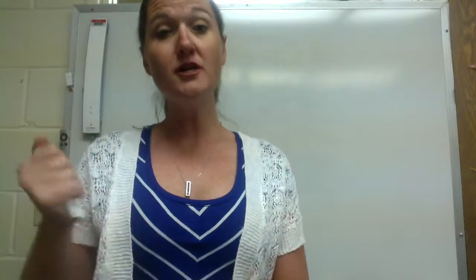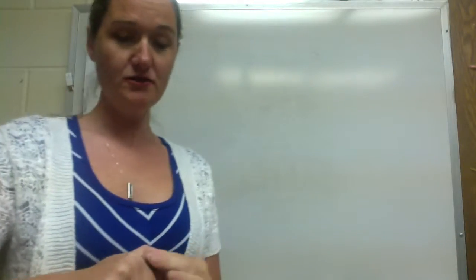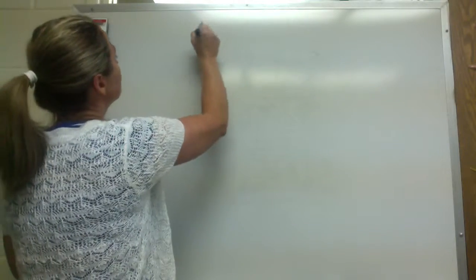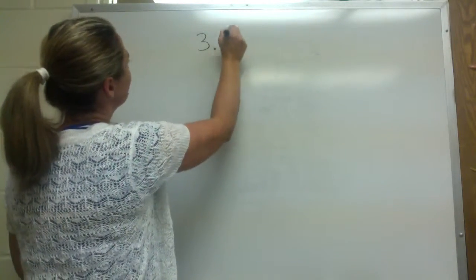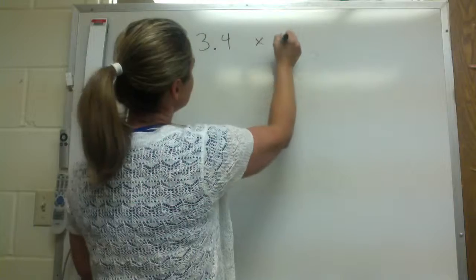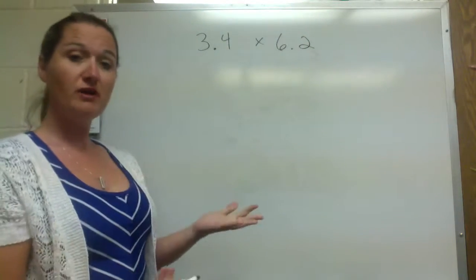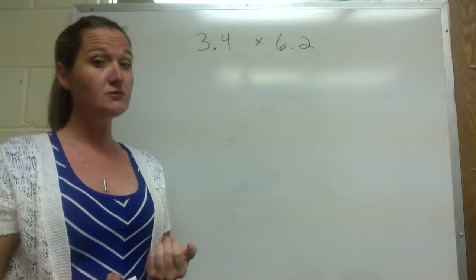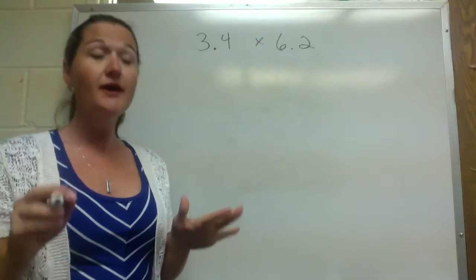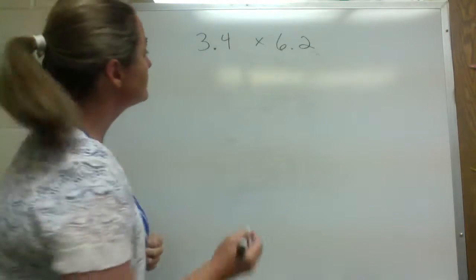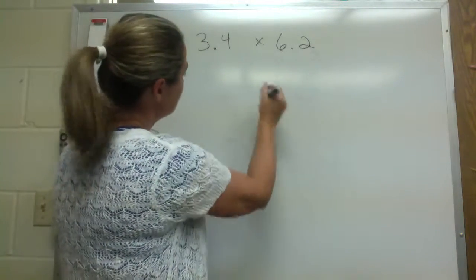All right, now we're going to talk about multiplying decimals. So again, I'm going to write a problem up on the board. 3.4 times 6.2. All right, so I have my problem. Now, multiplying with decimals is actually pretty easy if you know how to multiply double digits by double digits. Okay, so I'm going to go ahead and write the problem. I usually put my bigger number on top.